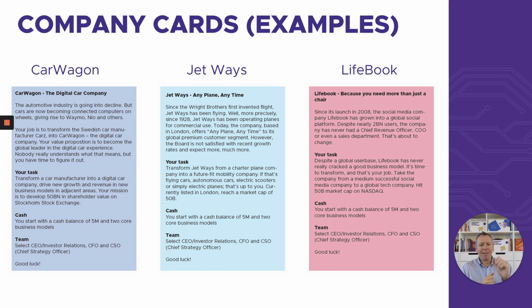There's a description of your task. You start with a cash balance of 5 million and 2 core business models. And you have a team, typically 3, 4, or in our case, 5 people. These are not going to be the company cards you're going to be using, but this is what a company card looks like. Short introduction, your task, your cash, your team, and good luck.